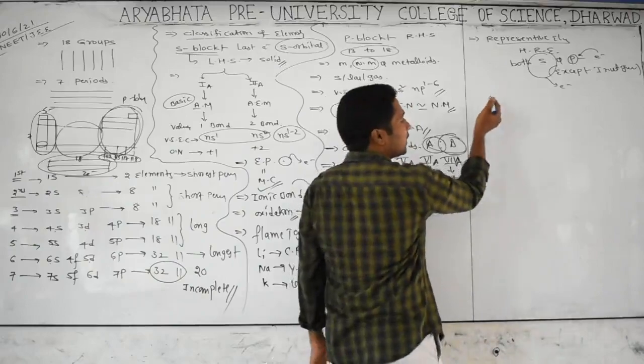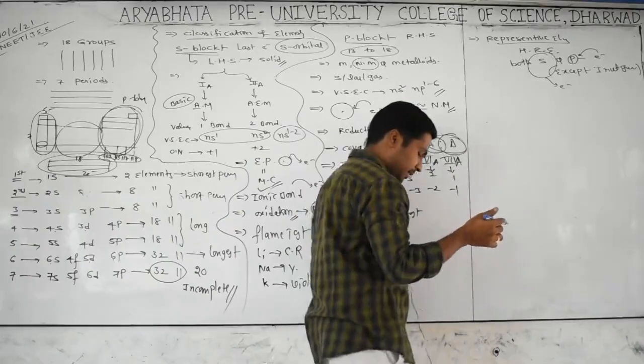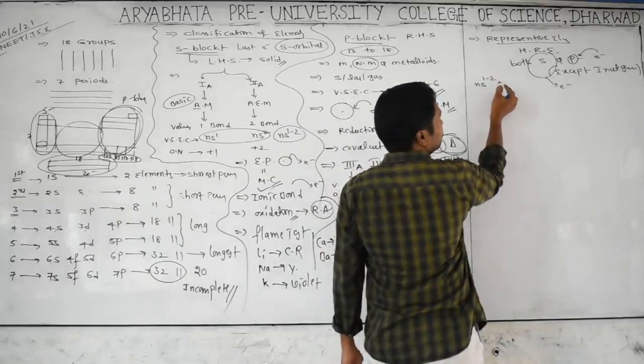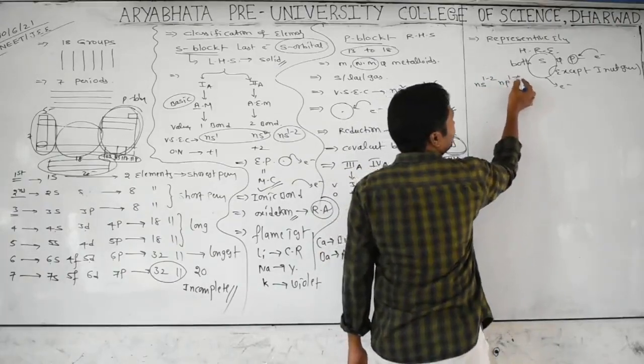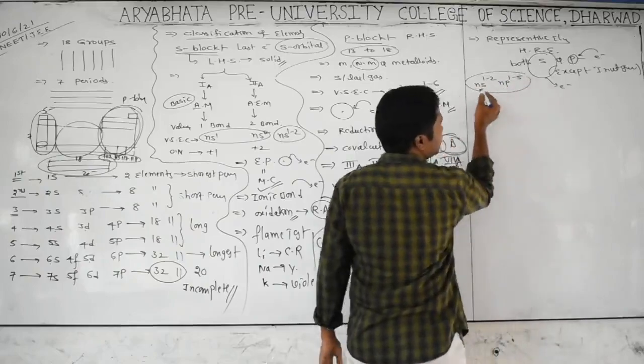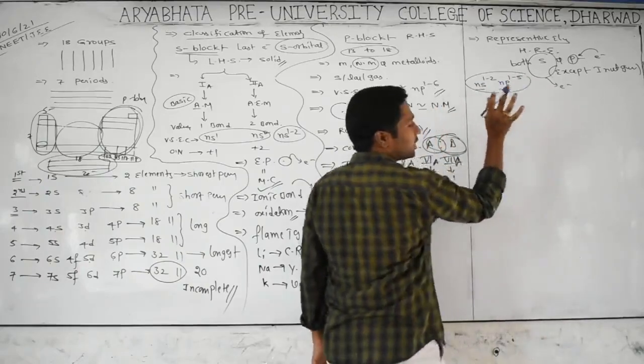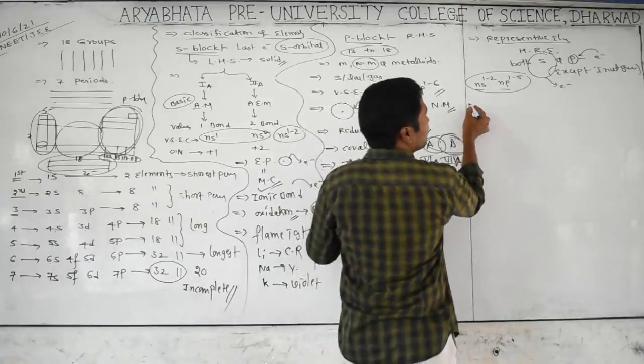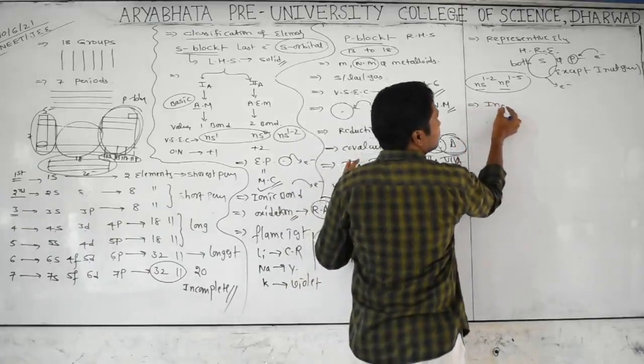So what is the common valence shell configuration of these elements? It is ns1-2 and np1-5. That's it. S block elements as well as P block, but not zero group elements. And later we are going with one more thing, inert gases.